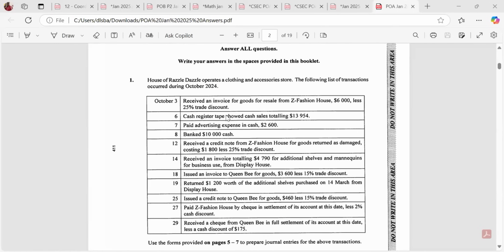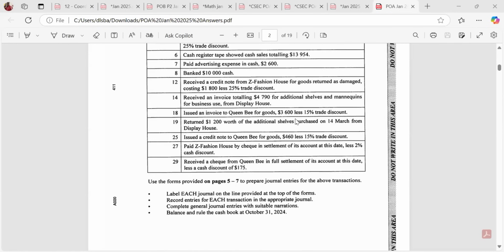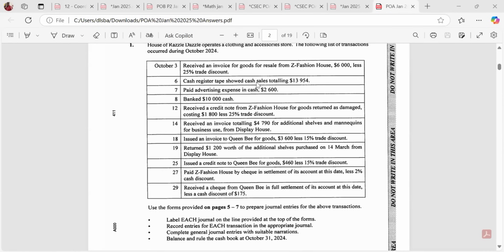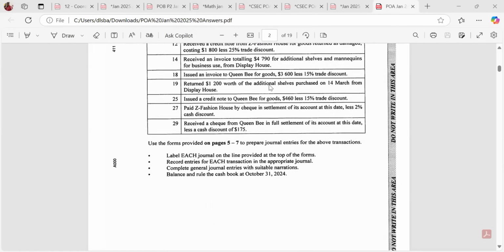Cash register tape showed cash sales totaling 13,954. Which journal records all cash and bank transactions? The cash book, right? So this one would have gone in the cash book. It's a cash sale. When we get money, what do we do? Debit. And when we spend money, credit. In this case, it's a sale, so are we getting money or spending money? Getting. So it goes on the debit side, right?